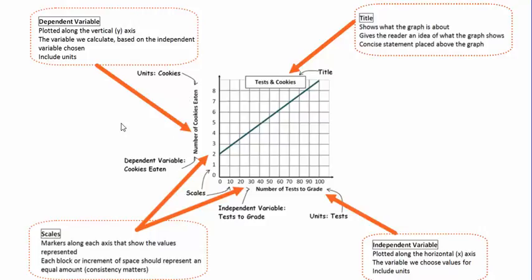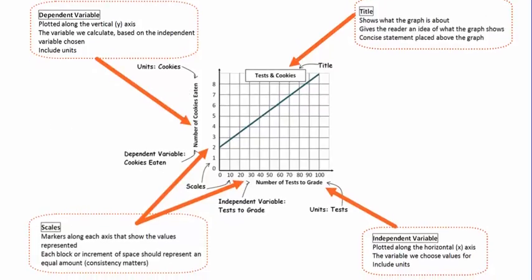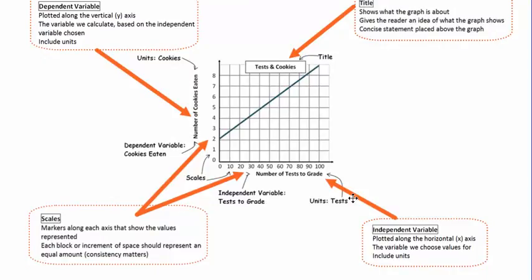Now, speaking of independent versus dependent, we've also got an independent variable. Sometimes we'll use a variable x, a lot of times time will go over here, and the independent variable does not depend on the other. And so that will go along our horizontal axis. And on both of these, always include your units.